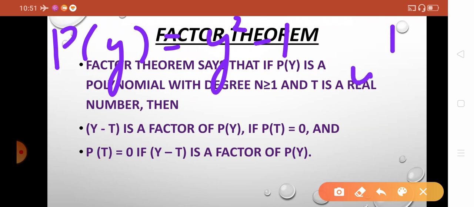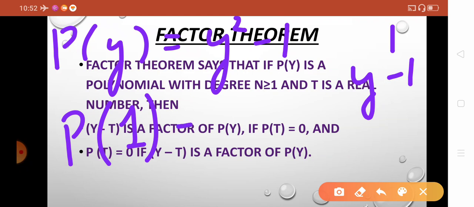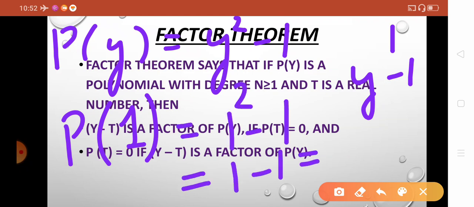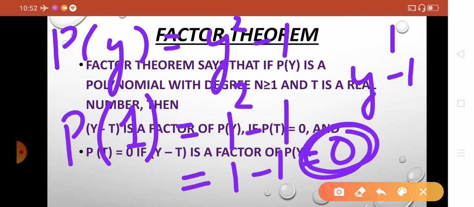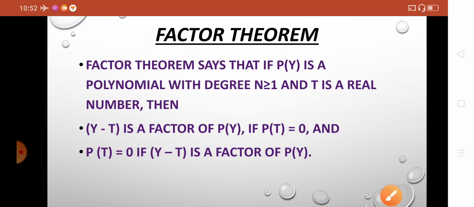So what will we do to check whether y minus 1 is a factor? We will put 1 in place of y. So y square minus 1 becomes 1 square minus 1, 1 minus 1, which is equal to 0. So here our answer comes out to be 0. That means our p of 1 value comes out to be 0, so we can say that y minus 1 is a factor.